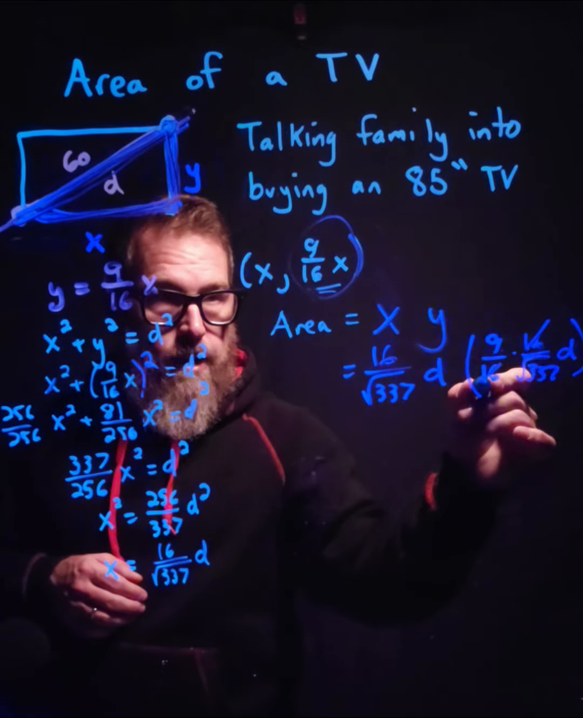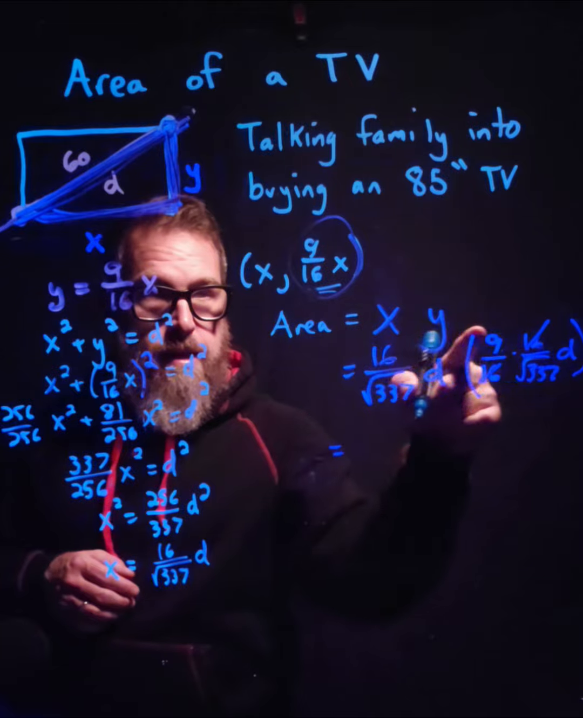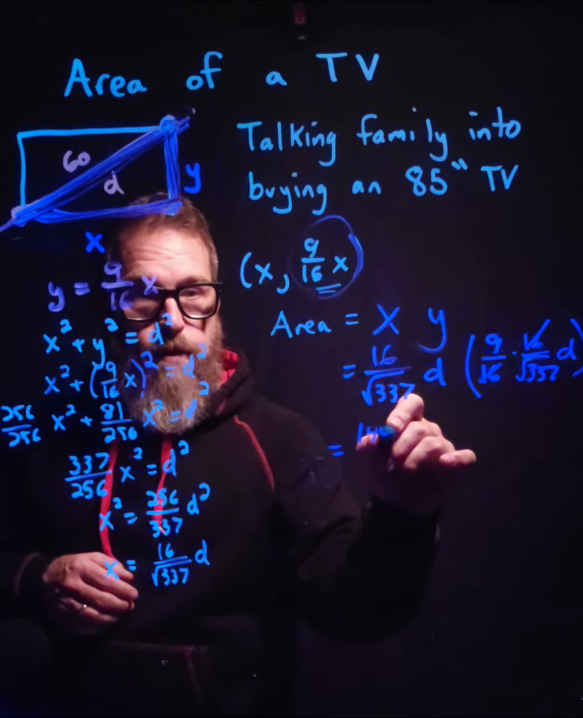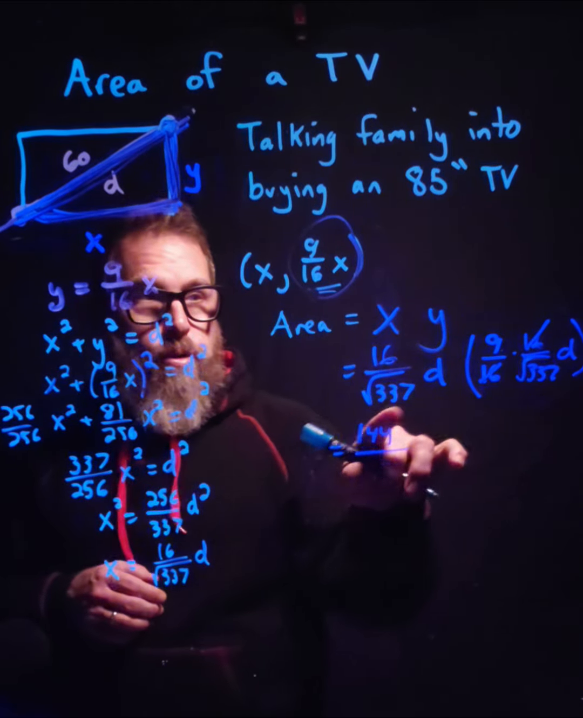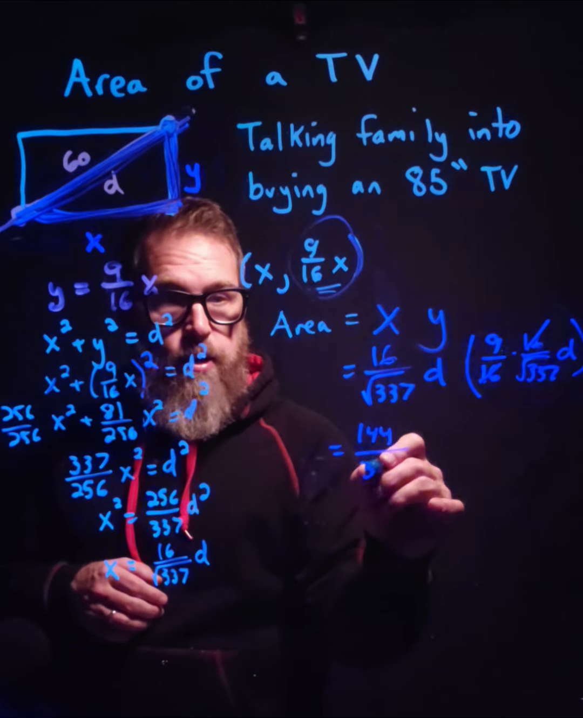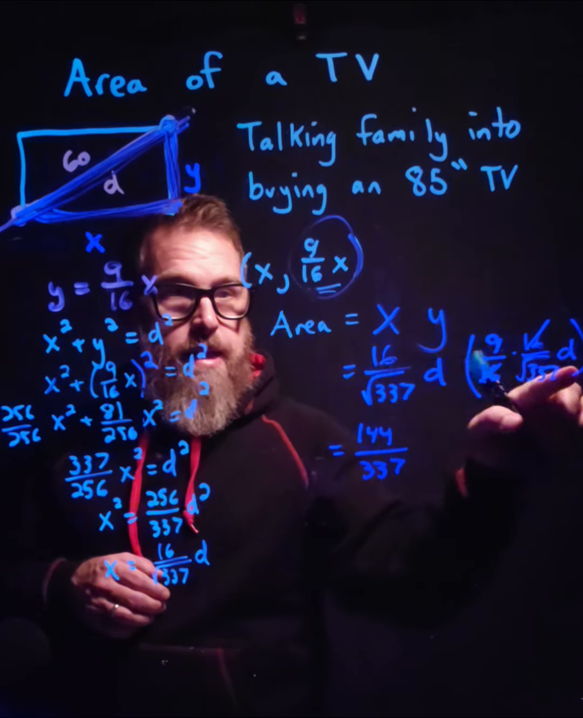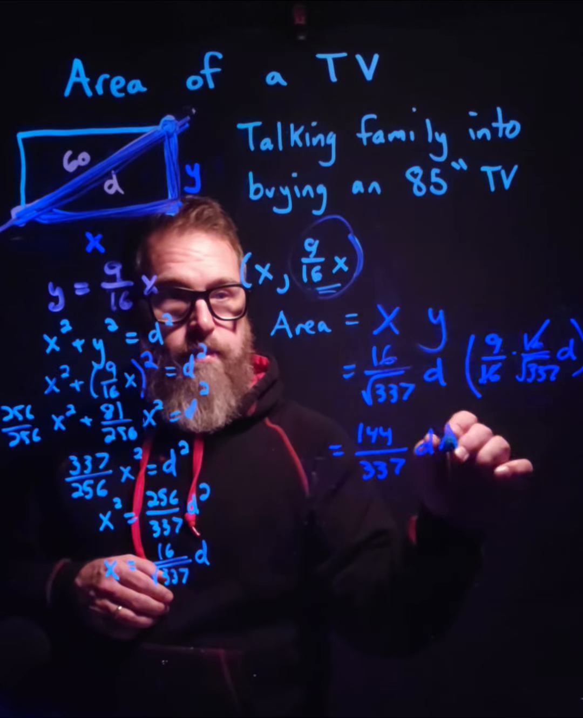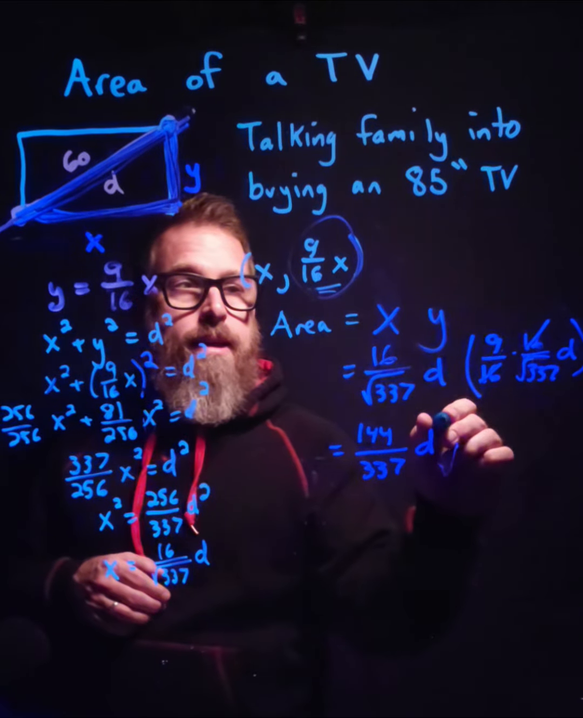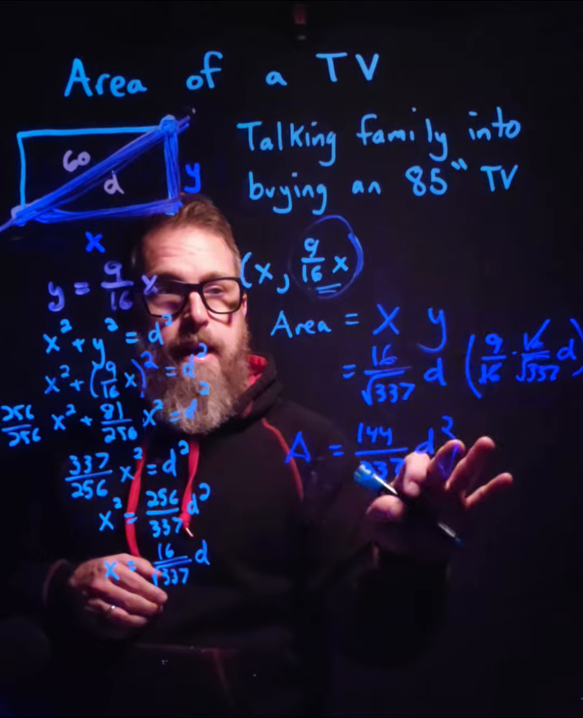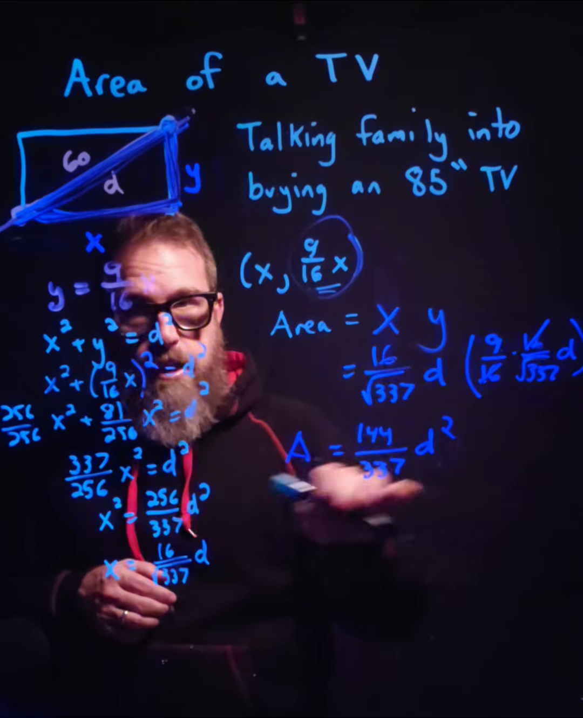The 16s will cancel. 16 times 9 is going to be 144. The square root of 337 times the square root of 337 is going to be 337. And then d times d is d squared. So what we know is that A indeed is proportional to d squared.